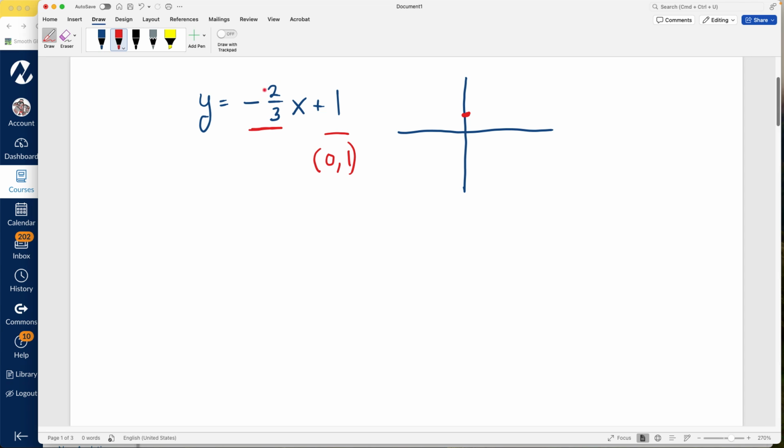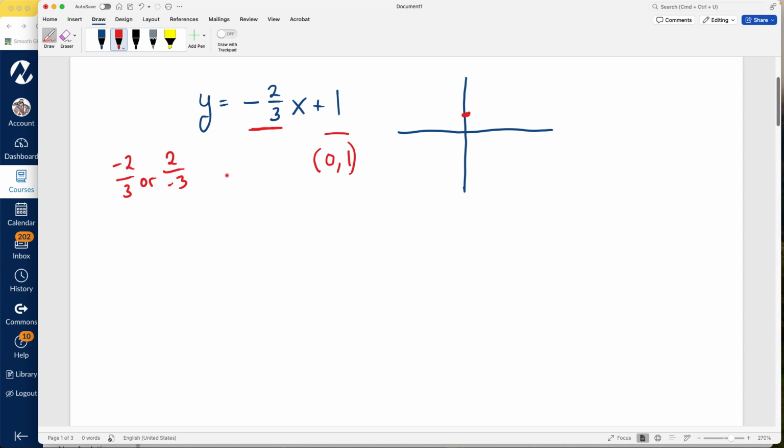This slope we could think of as either -2 over 3, or we could think of it as +2 over -3. Yes. And if there's no b there, it's that your starting point is 0, 0. So sometimes it's invisible, right? So if I didn't have a 1 here, I would have to recognize that that would start at 0, 0.